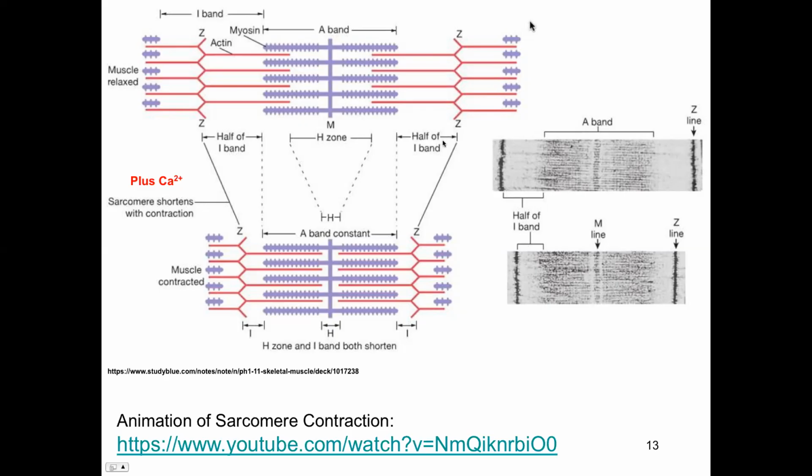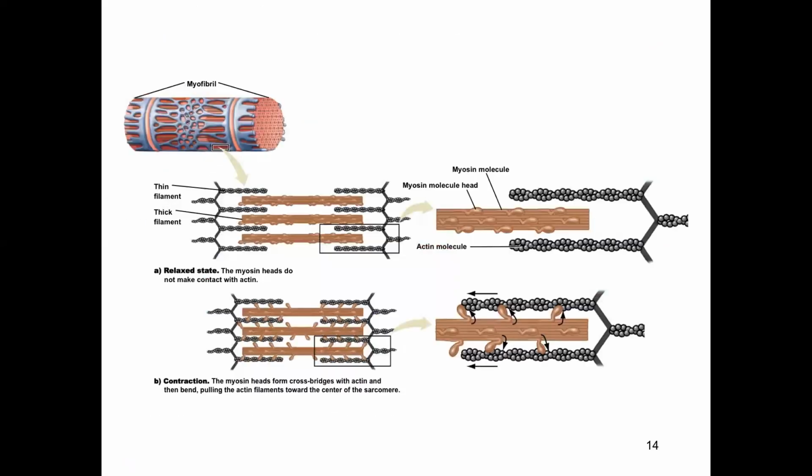And the other one that will shorten are the I bands. They will also get smaller. And if you look at this using a microscope, you can actually see the difference in the length of the sarcomere. You can see that it actually shortens, all right? This little video here shows you an animation of that, all right? And there's lots of animations of that process.